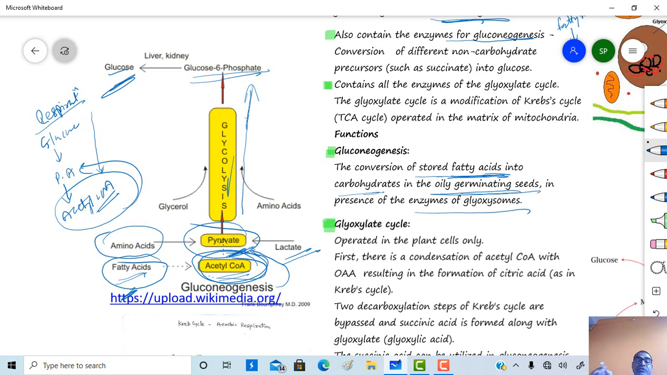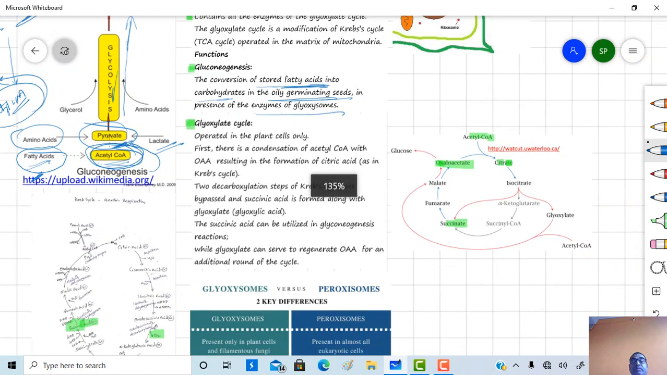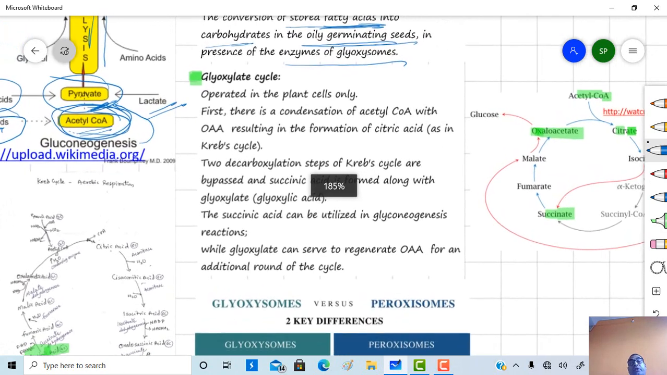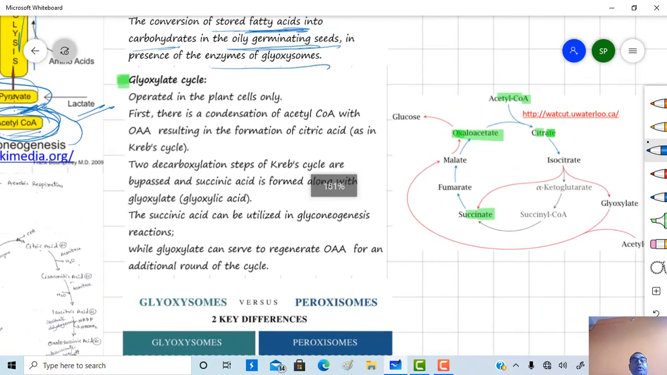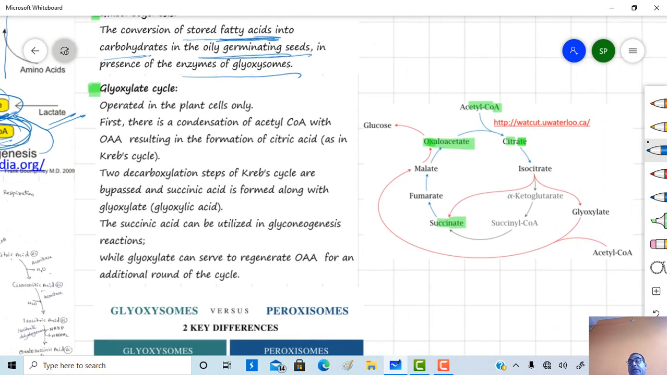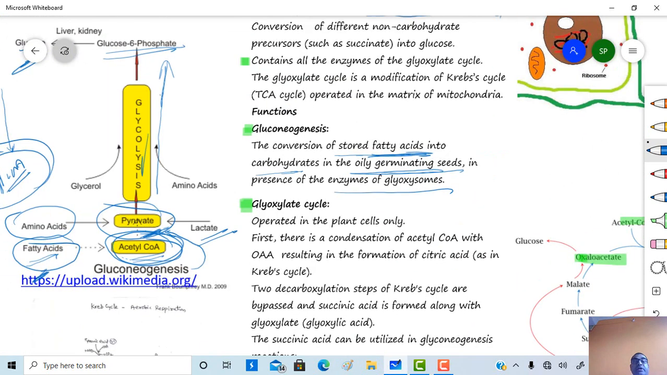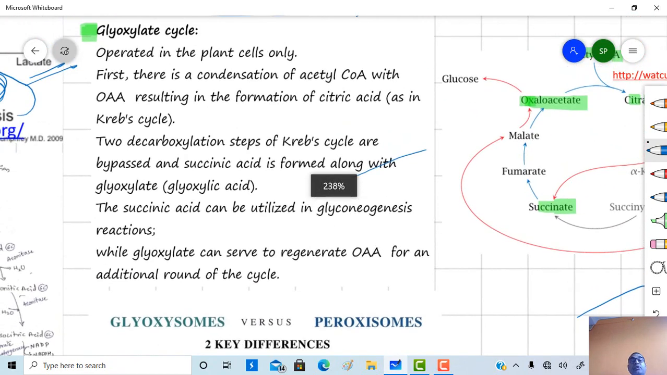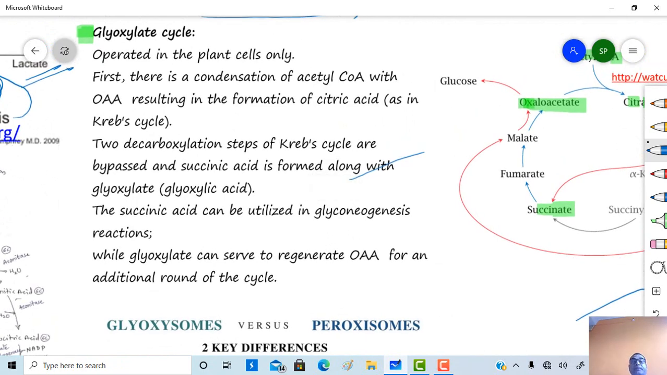Not only this, the glyoxylate cycle is also present in the glyoxysome, or glyoxysomes play an important role in the glyoxylate cycle. This one is a glyoxylate cycle. This glyoxylate cycle is operated in the plant cells only.